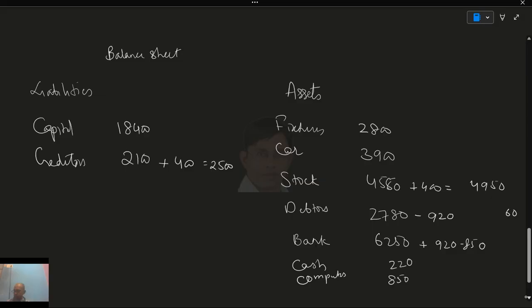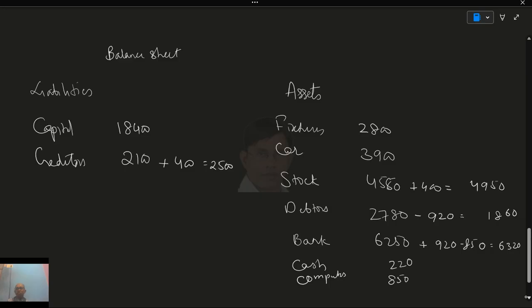Take some time so that I don't commit a mistake again. Don't commit silly mistakes. 2780 minus 920 is 1860. So debtors will become 1860. Bank balance will be 6250 plus 920 minus 850, so 6320. This will become 6320.